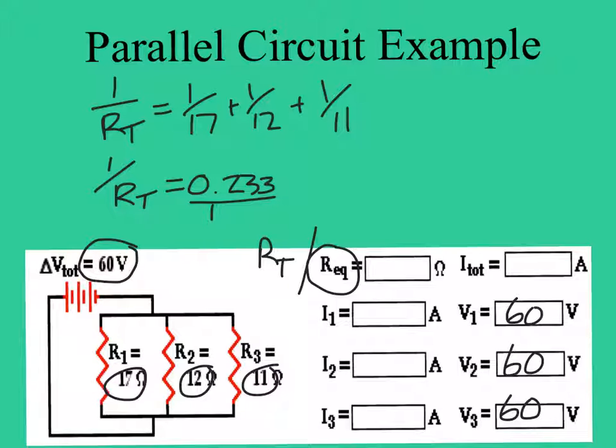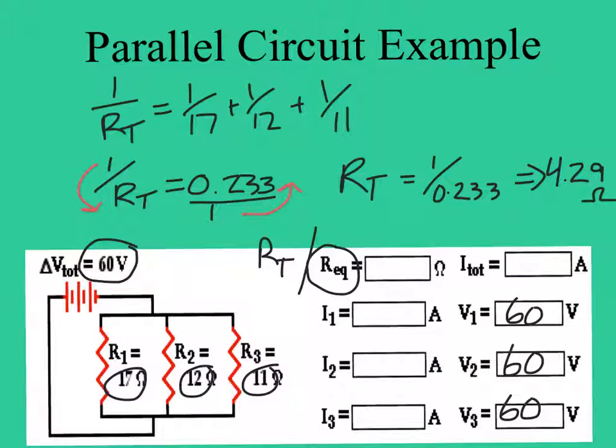But since we are equal to the inverse, we need to invert both of those numbers. So now RT goes to the top, and it becomes 1 over 0.233, which in turn, the inverse is then going to equal 4.29 ohms. So let me write that down, and let me put that in my actual answer, 4.29 ohms. So now we have total resistance and the voltage on each individual light bulb.